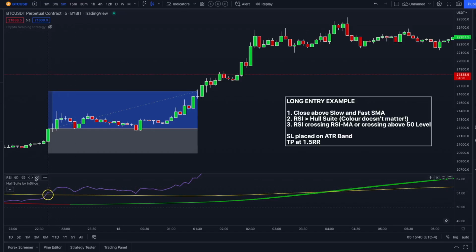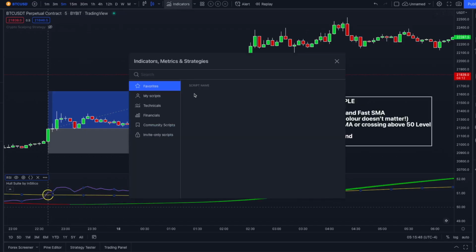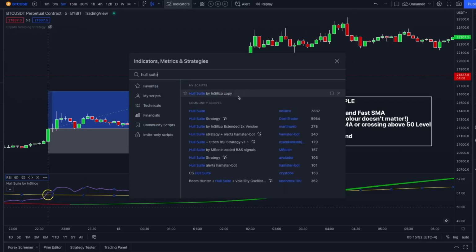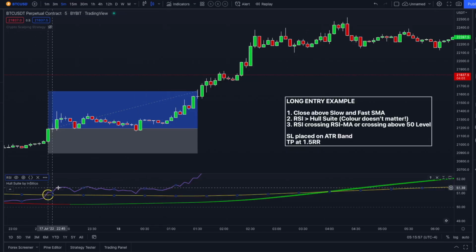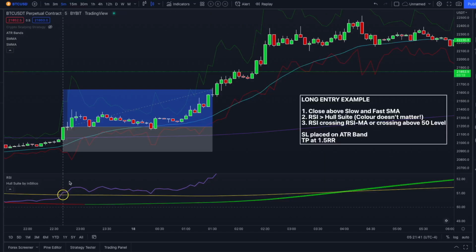So how do you do that? You click here on RSI on those three dots more, you click on it and you click on add indicator strategy on RSI. You click on here and you type in house yield by FinAlgo. Right here, you select this one and it will appear right here in your RSI indicator box. You click on settings and you change the length to 227, and you have to make sure the source is RSI. Now we've got the RSI indicator all ready to go.